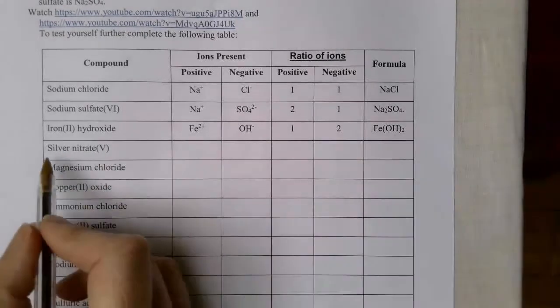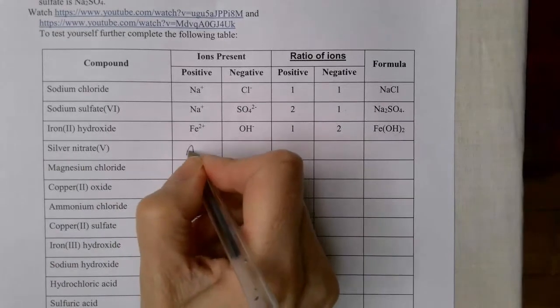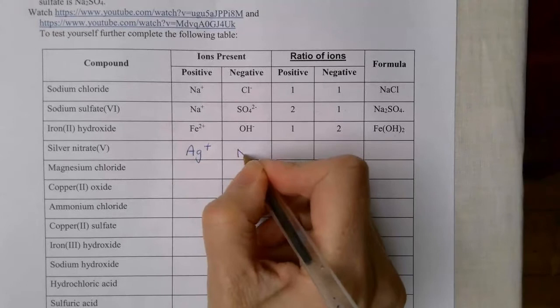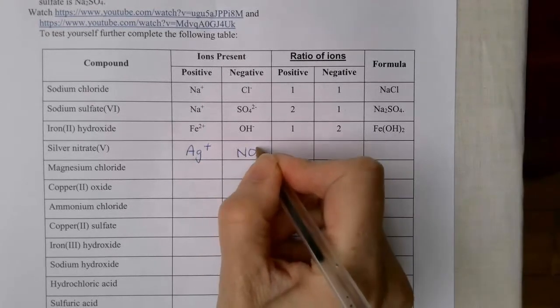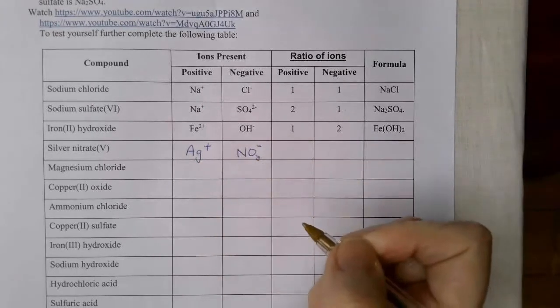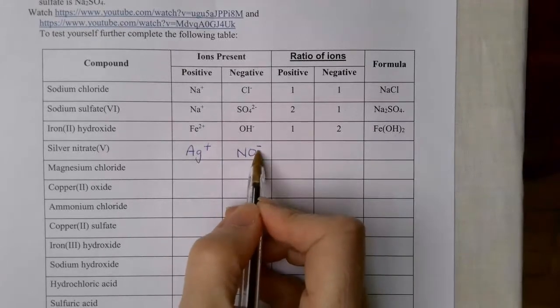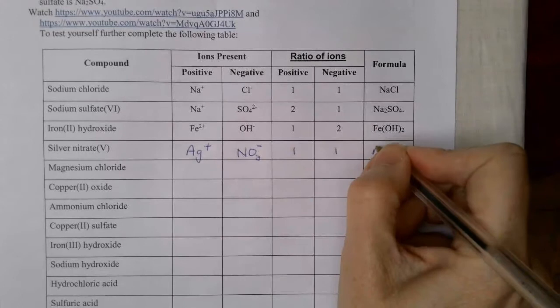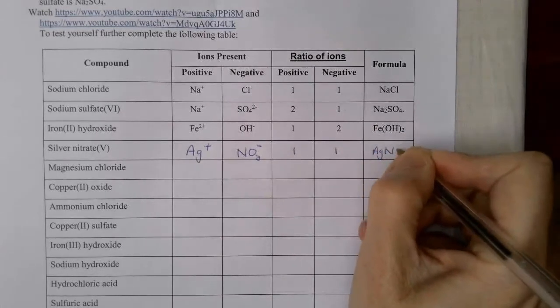So if I think about the next one, silver nitrate. I have silver, Ag+, and I have NO3-, that's nitrate. So I've got 1 positive and 1 negative, so I need 1 of each, and I get AgNO3.